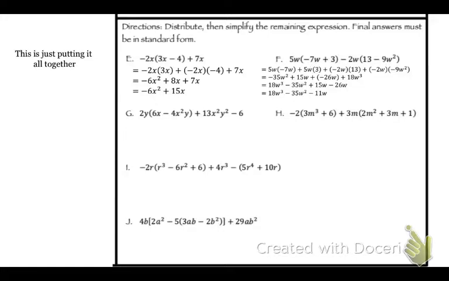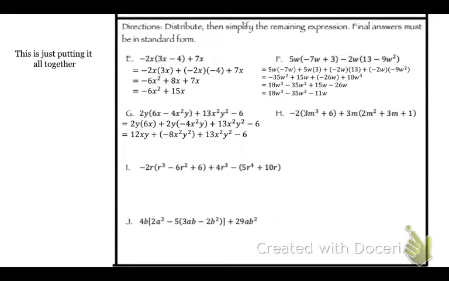Okay, so let's do this next one. So we're going to distribute that in. So we have 2y times 6x plus 2y times negative 4x squared y plus 13x squared y squared minus 6. Well, 2y times 6x is 12xy, and I'm just going to put xy because alphabetically that makes sense to me.